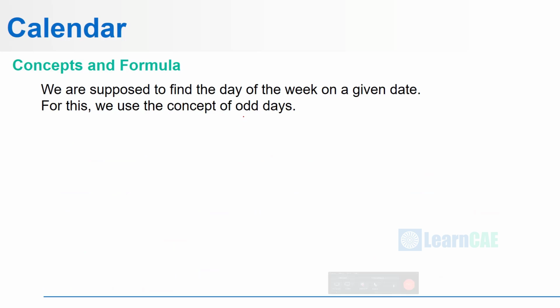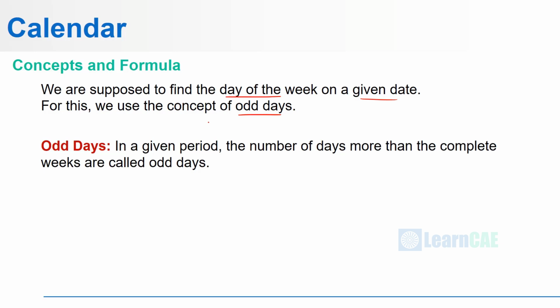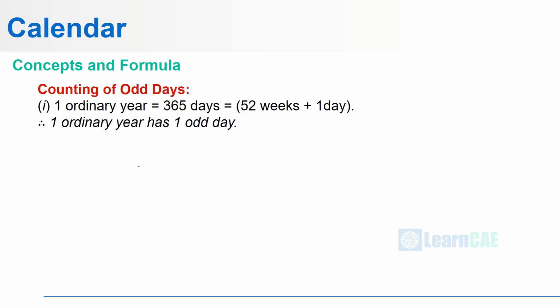Next, let us check the concept of odd days. We are supposed to find the day of the week on a given date. So for this, we shall use the concept of odd days. Let us see what is odd days. In a given period, the number of days more than complete weeks are called odd days. That is, in an ordinary year, there are 365 days. That is 52 weeks plus 1 day. Therefore, one ordinary year has got one odd day.